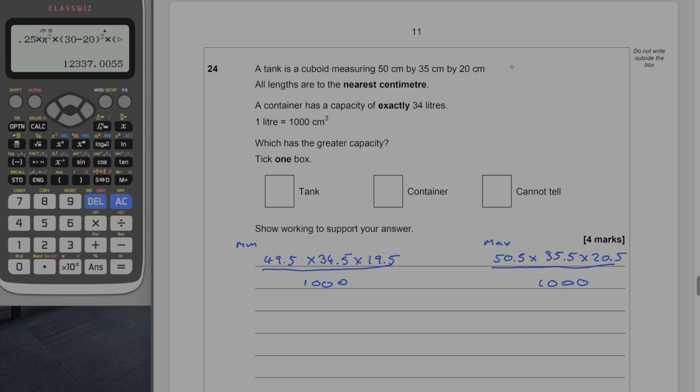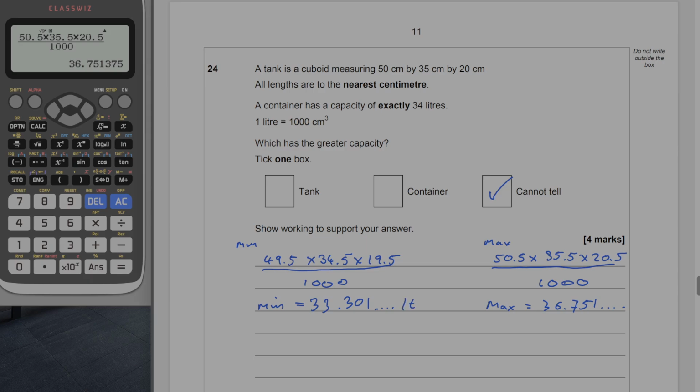Okay, so the minimum value is going to be equal to 49.5 multiplied by 34.5 multiplied by 19.5, and I'm dividing that by 1,000, and that one is less than the capacity. So 33.301 dot dot dot. And the maximum that could be, let's just change these numbers, save typing it all in again: 50, 35, and 20. That's going to be 36.751 dot dot dot. So as 34 is in between, it means that we cannot tell.